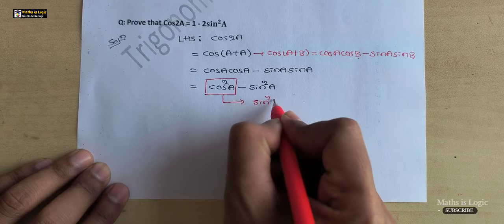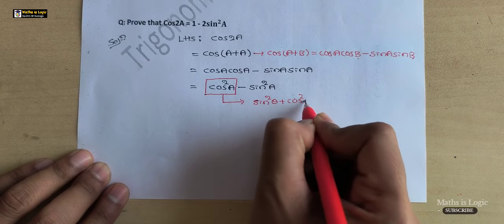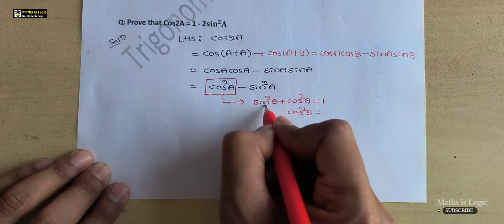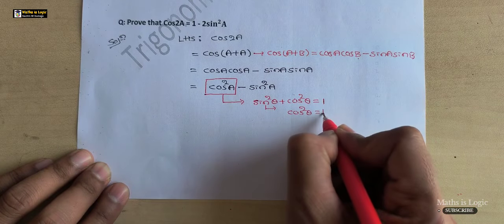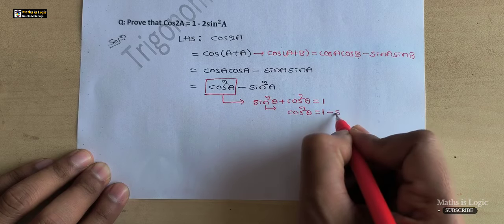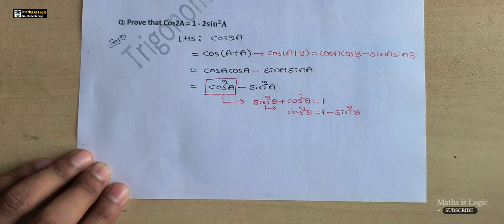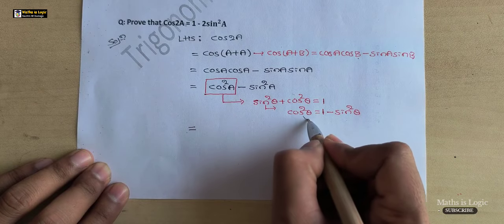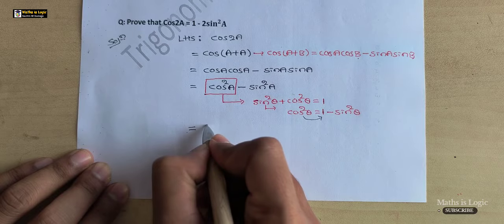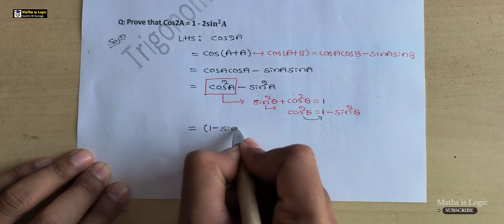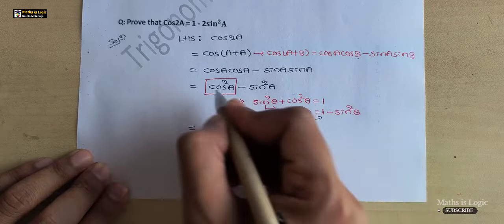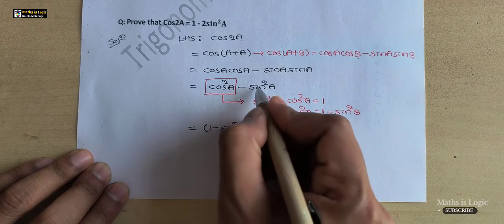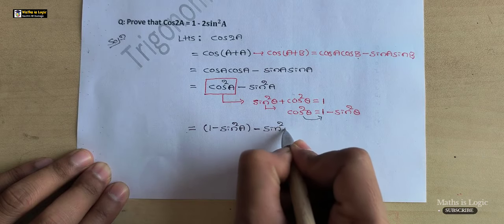What is that identity? Sin square theta plus cos square theta is 1. So here cos square theta becomes, if I shift this to the right hand side, 1 keep it as it is, plus sin square becomes minus sin square theta. Now replace: cos square a is nothing but 1 minus sin square a. If you apply this formula here, this cos square a becomes 1 minus sin square a, minus this sin square a, I am going to keep it as it is.